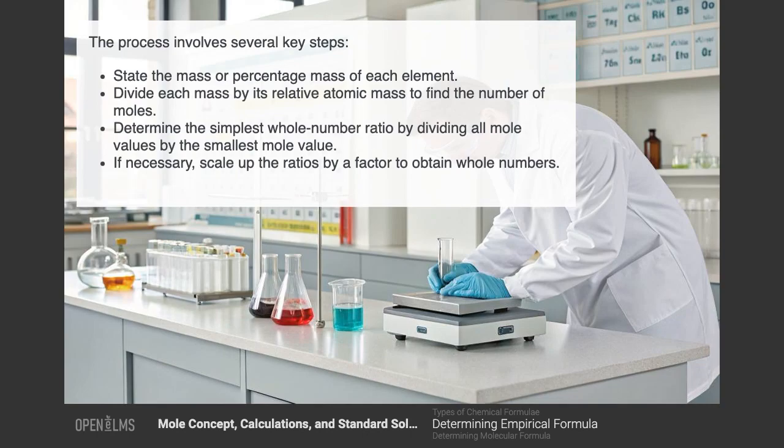State the mass or percentage mass of each element. Divide each mass by its relative atomic mass to find the number of moles. Determine the simplest whole number ratio by dividing all mole values by the smallest mole value. If necessary, scale up the ratios by a factor to obtain whole numbers.